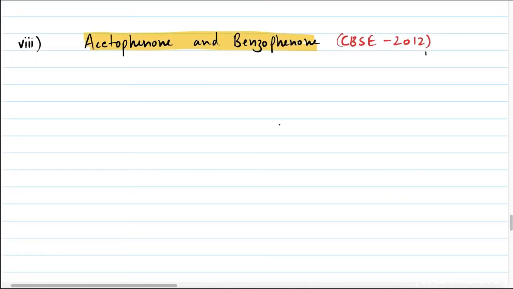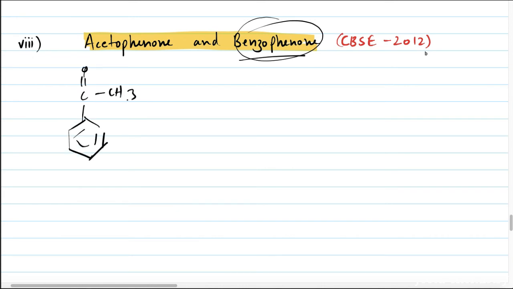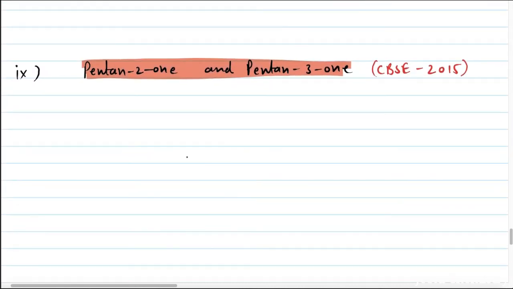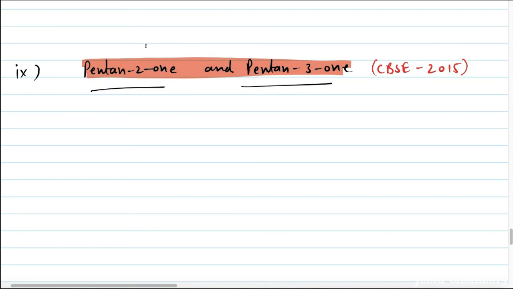Next one is acetophenone and benzophenone. Benzophenone does not have any single carbon, so acetophenone, we are repeating this, so it's enough. This is your iodoform test, NaOH, or you can also write it as NaOI in short. Okay, the next one is pentan-2-one and pentan-3-one, again iodoform. This is the best example to see a single carbon on either side of the double bond, C double bond O. Okay, this is your pentan-2-one.